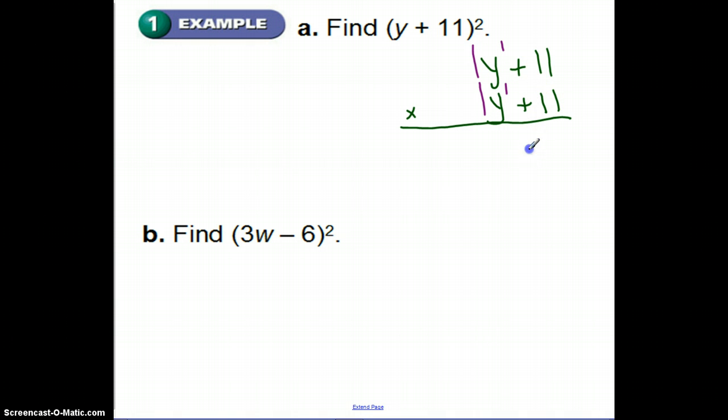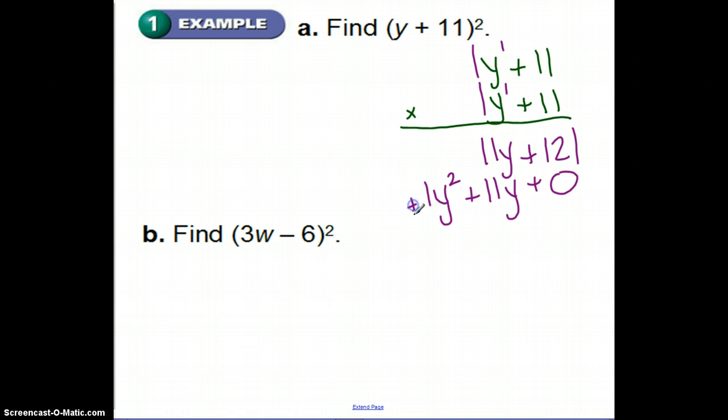So 11 times 11 is 121. 11 times 1y is 11y. Add my 0. 1y times 11 is positive 11y. And 1y times 1y is 1y squared. So this ends up being 1y squared plus 22y plus 121.